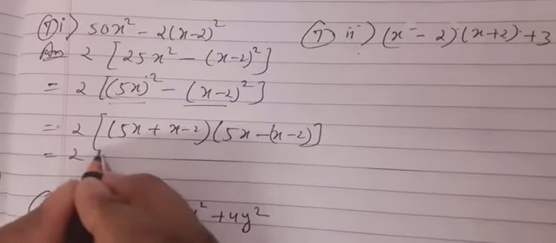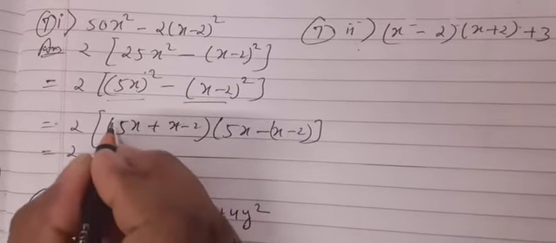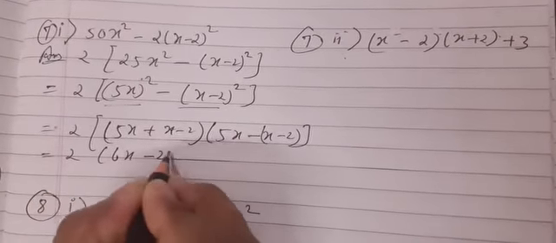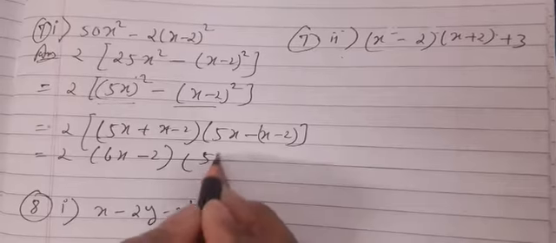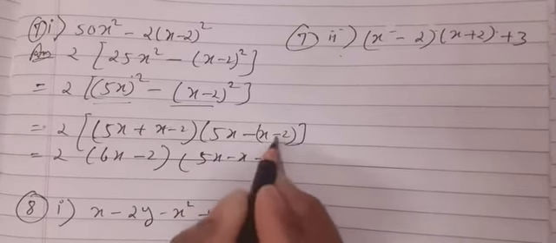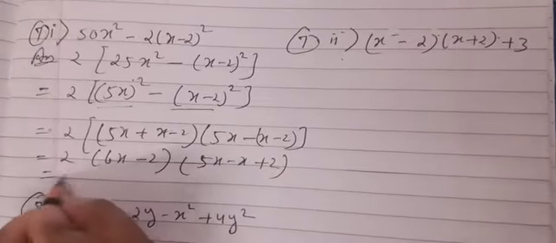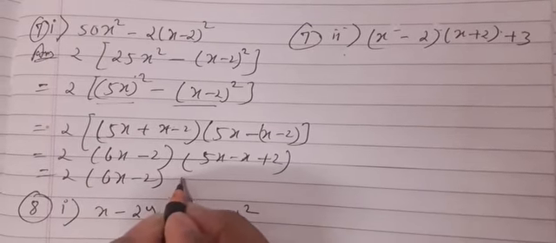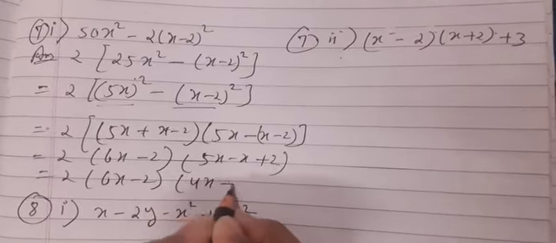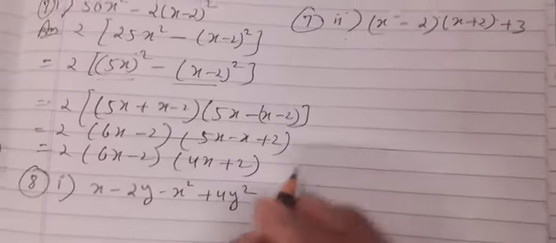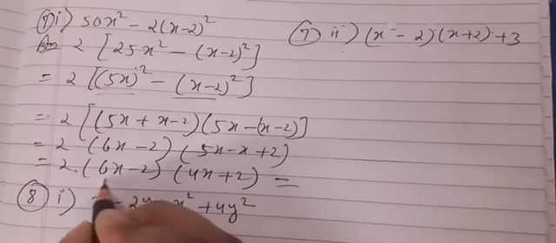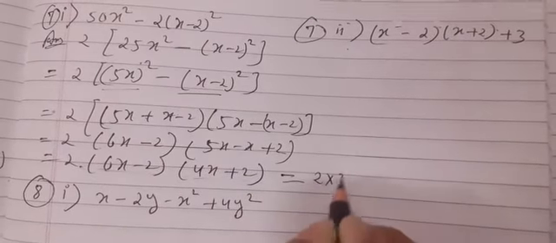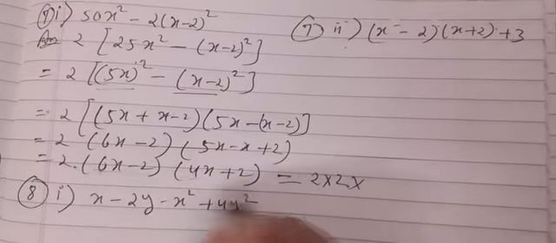Now what is the change? It is 5x and x is what? 6x. So it is 6x minus 2, and here this will be 5x minus x plus 2 because minus minus is plus. So now 2 into (6x minus 2), and then (4x plus 2). But when I see this number, I find that we can take 2 common from here, 2 common from here. So first 2 from here and second 2 common from here.